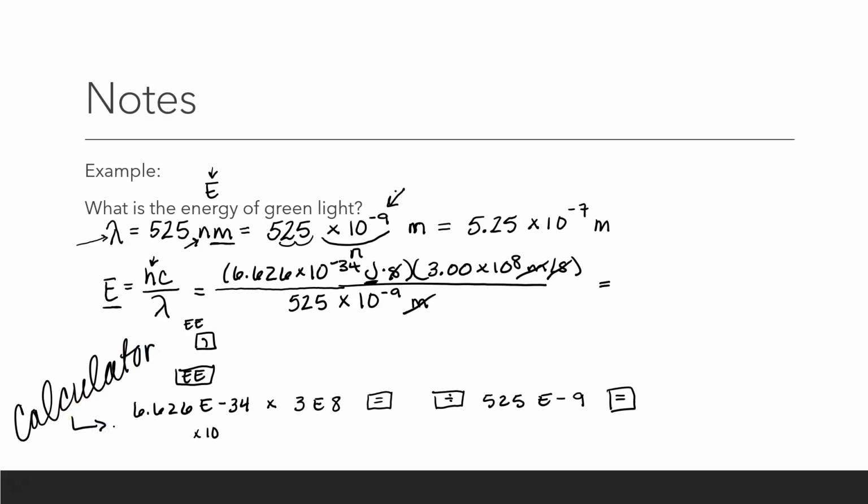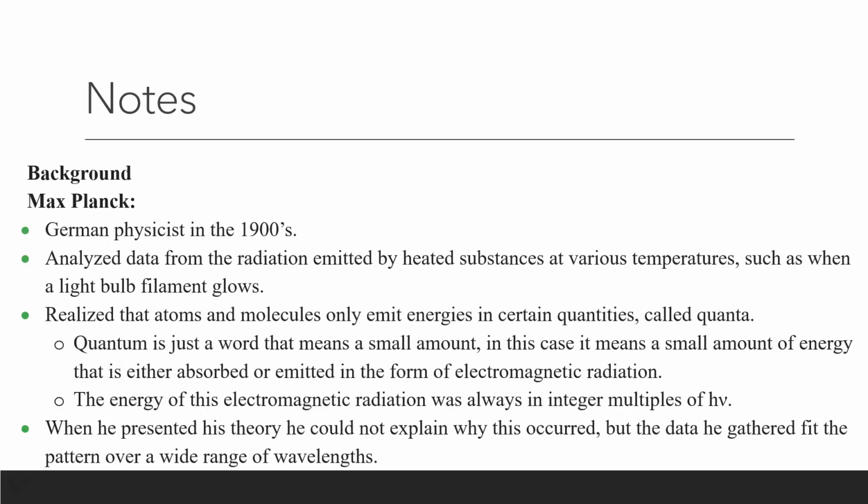And when you do that, you should get, and you should practice and check, 3.79 times 10 to the negative 19 joules. Okay, so let's look at the history a little bit more.